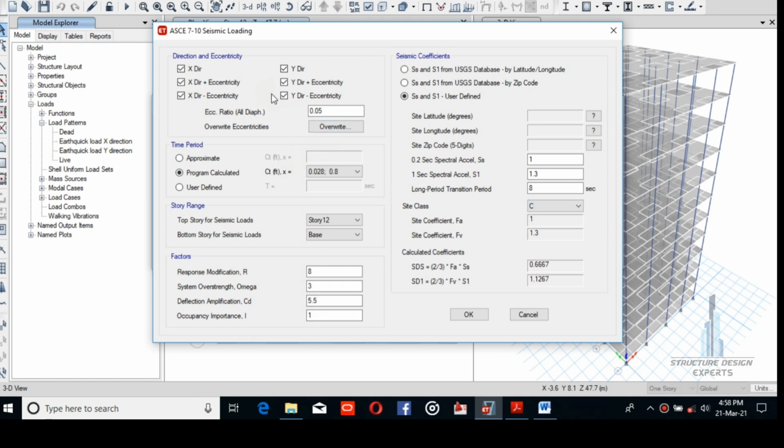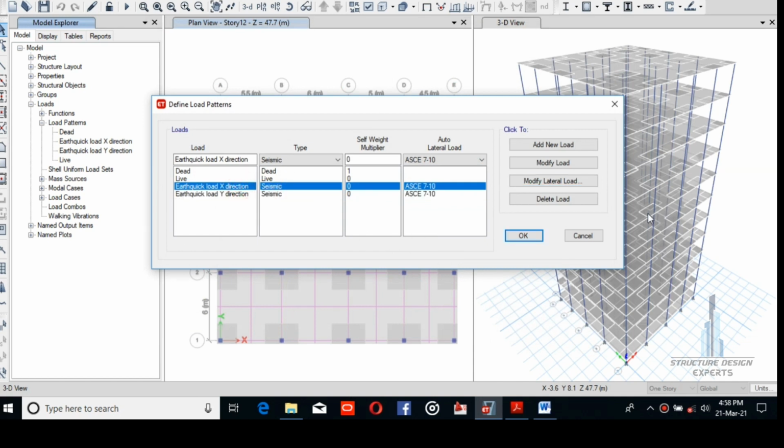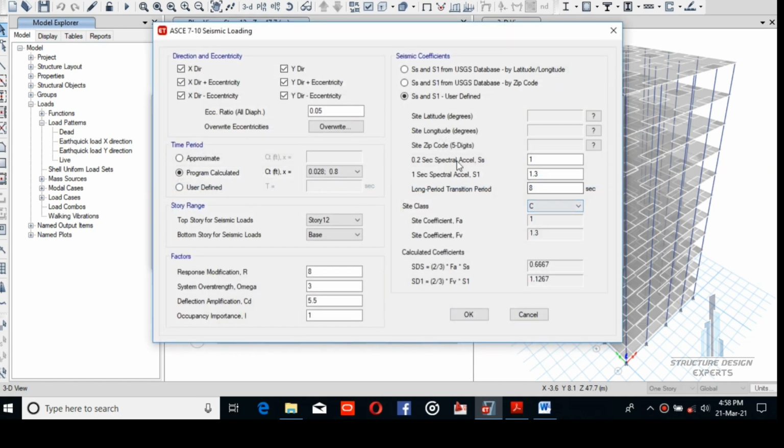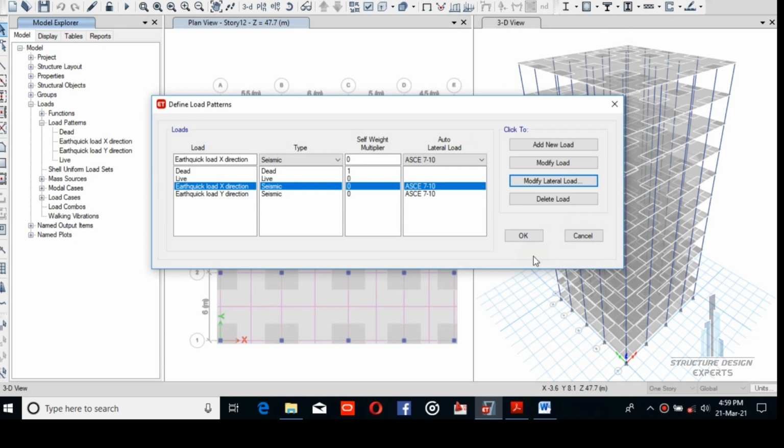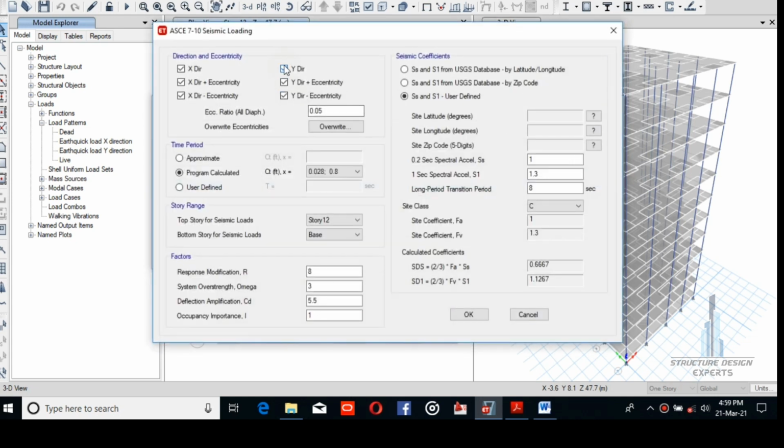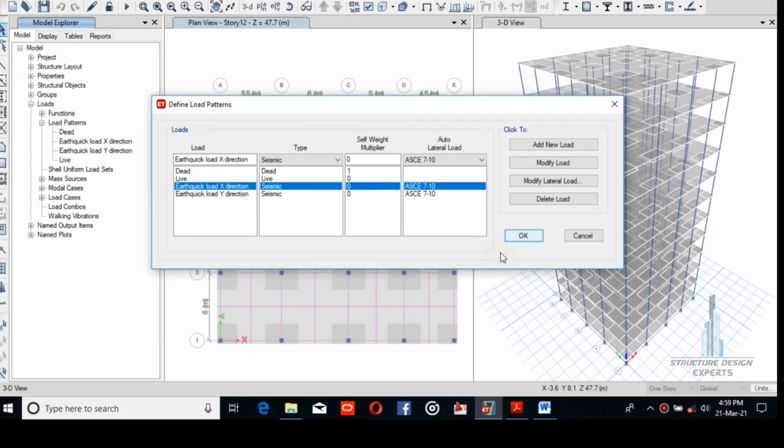So basically, eccentricity for the beam, columns and slab we should consider when the building size is G+4 or above. Therefore, if it is G+1, there is no need to enter the eccentricity value. It is considered by the ETABS, which is 1. It is okay.